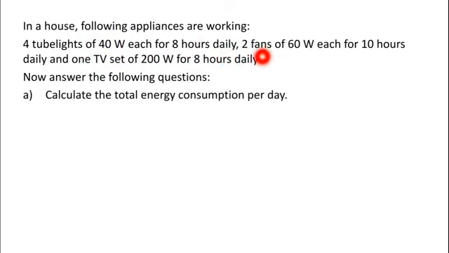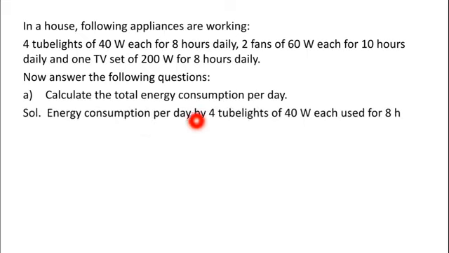There are 2 fans, each of 60 watt, and each are operating for 10 hours daily. And there is 1 TV set of 200 watt which is operating for 8 hours daily. So in order to find total energy consumption per day, we have to find the per day consumption by 4 tube lights of 40 watt operated for 8 hours, per day consumption of 2 fans of 60 watt each operated for 10 hours daily, and per day consumption of TV set of 200 watt which is operating for 8 hours daily. So first let us determine per day consumption of these appliances.